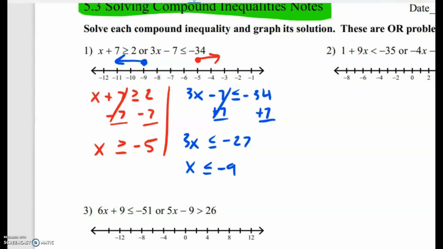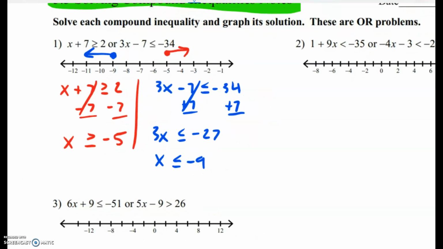Notice with a compound "or," you have two separate solutions. They do not have any overlap. x is less than or equal to negative 9, or x has to be greater than or equal to negative 5. No overlap with a compound "or." So compound "or"s are going to have this design when we see their solution set. They go in opposite directions. Let's try another one.